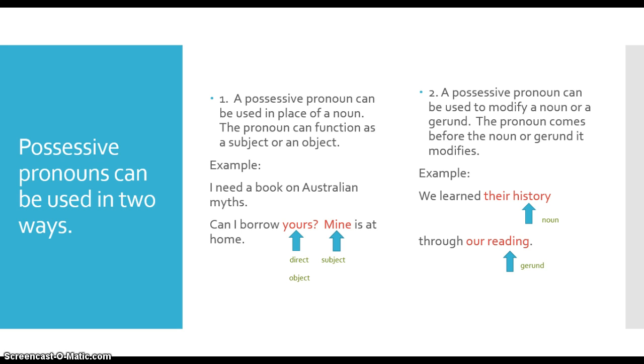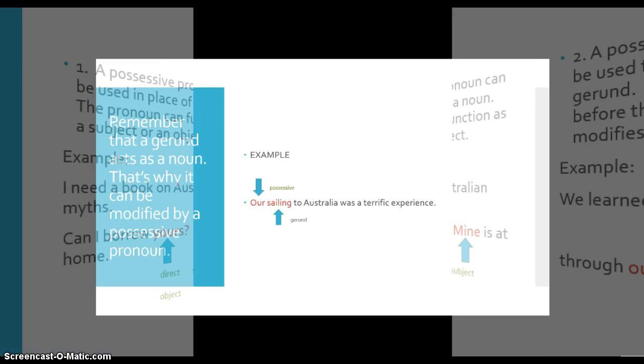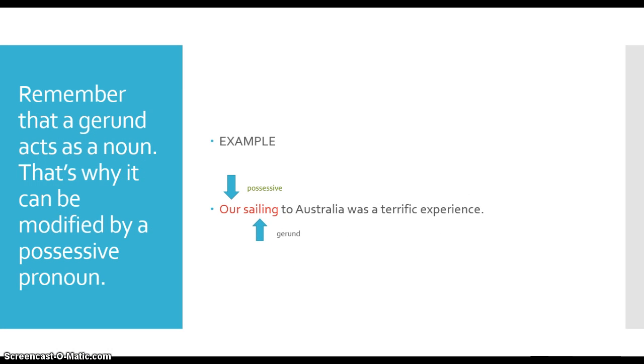Now the second way you can use a possessive pronoun, you can use it to modify a noun or a gerund. And remember, gerunds are verbs that end in ing, but they work as nouns in a sentence. So let's look at the example. We learned their history. Now the word their is a possessive pronoun. It's modifying the noun history. So now we know which history is being referred to. And then we have the rest of our sentence, through our reading. Reading, a gerund, ends in ing. It's being modified by the pronoun our. So now we know exactly what's going on. And as I've said before, remember a gerund acts as a noun. That's why we can use a possessive pronoun to modify it.